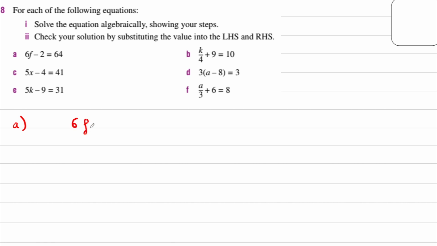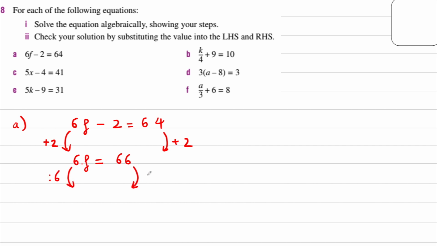The first step, I will rewrite the equation and then write the operation I will apply to both sides. First thing is plus 2 and plus 2 for both sides. You get 6f and 66. And since it is multiplied by 6, I will divide by 6 on the left and divide by 6 on the right. After dividing by 6, I get 11. So my answer for this question will be f equal to 11. That is the first thing.